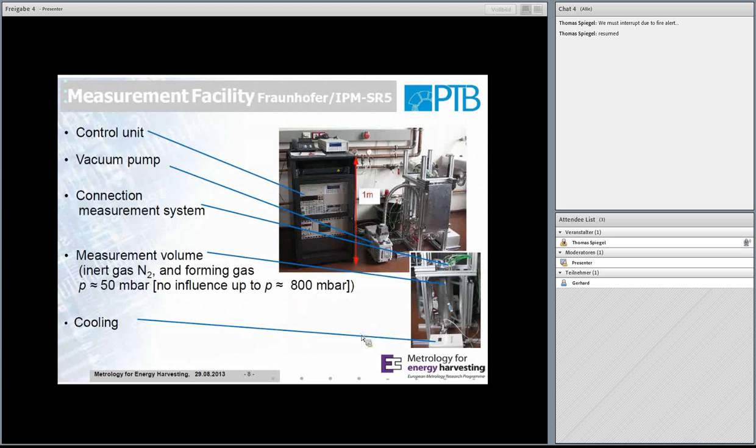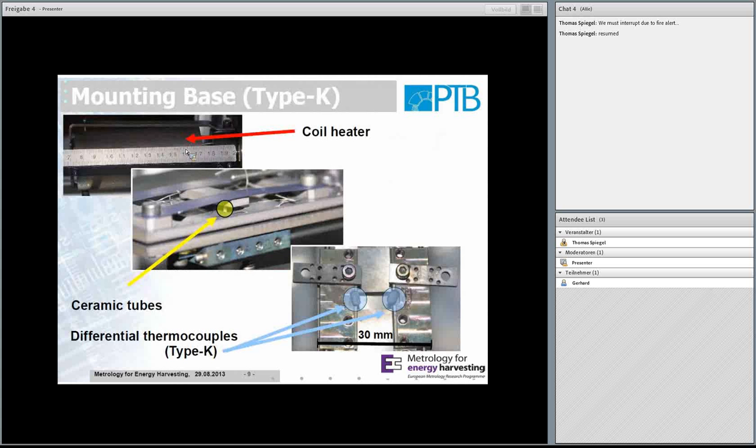So, just going back. In this measurement volume is an insert. It is connected to the connection system here, and the gauge is surrounded by a coil heater. In the coil heater is a ceramic plate which holds these mounting bases with the thermocouples. I will show it later on. These are actually pictures of the Type K prototype, or Type K version, of the SR5 system. This means that here the thermocouples are Type K thermocouples. From beneath, a ceramic tube is pressed against the sample. And all this is in the coil heater, which generates the environment temperature.